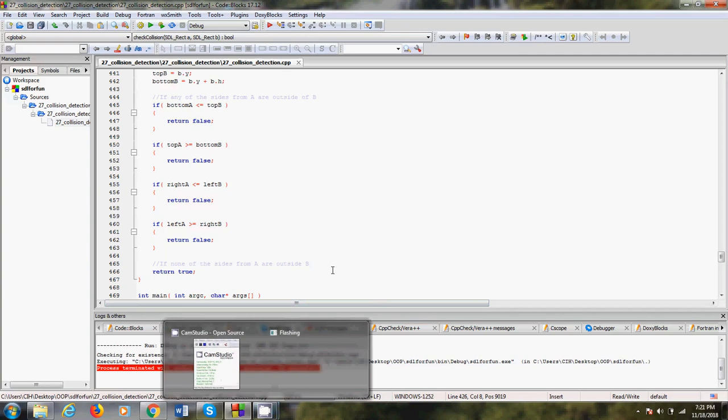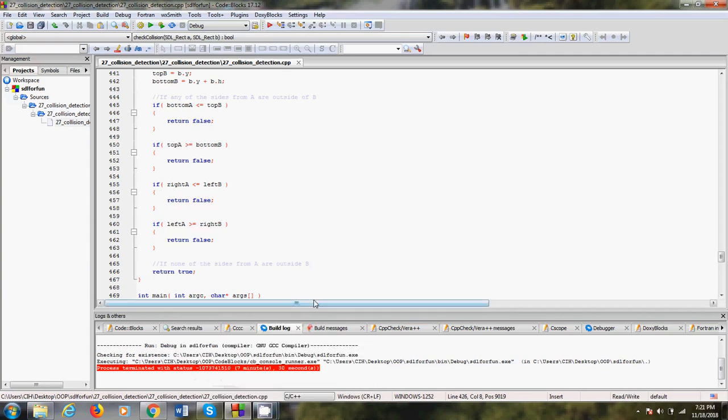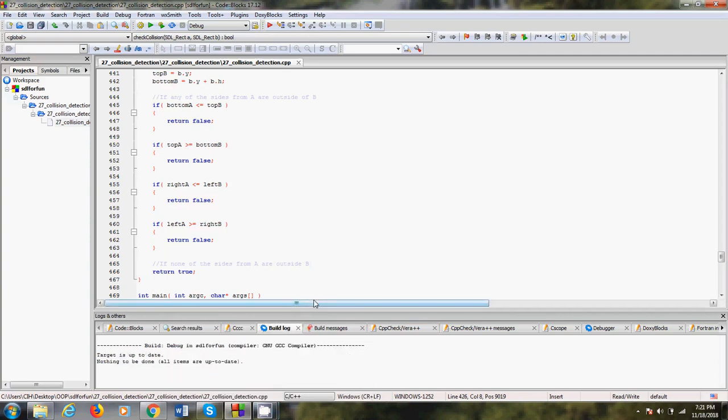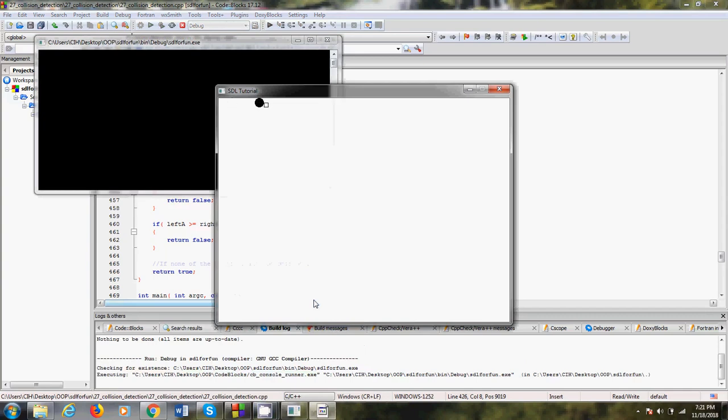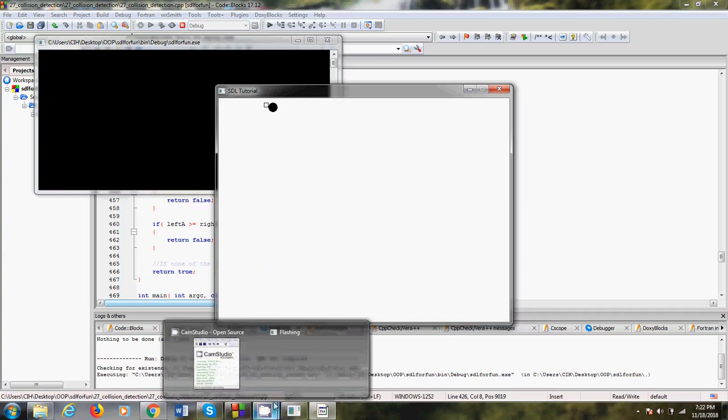Let's just look at how this works for a second. Our collision box, which is our dot, is colliding with the rectangle, and as you can see, it cannot move beyond or inside the rectangle. That's how collision detection works.